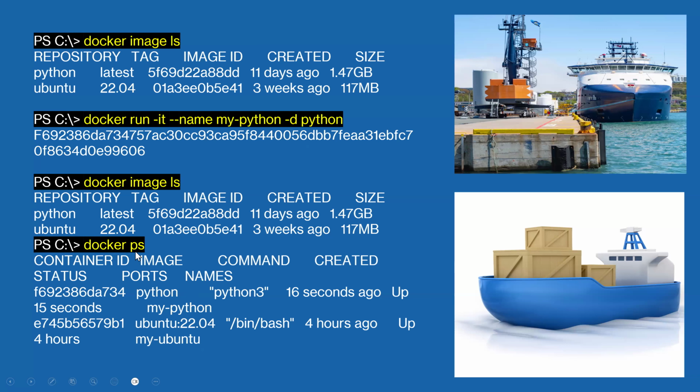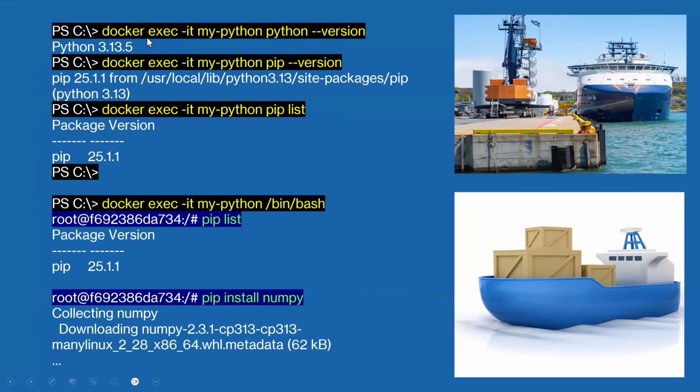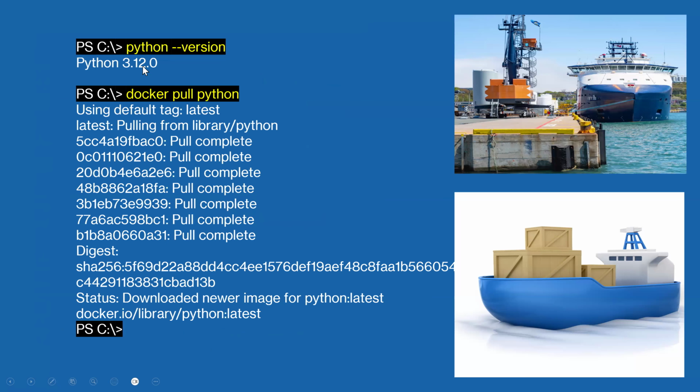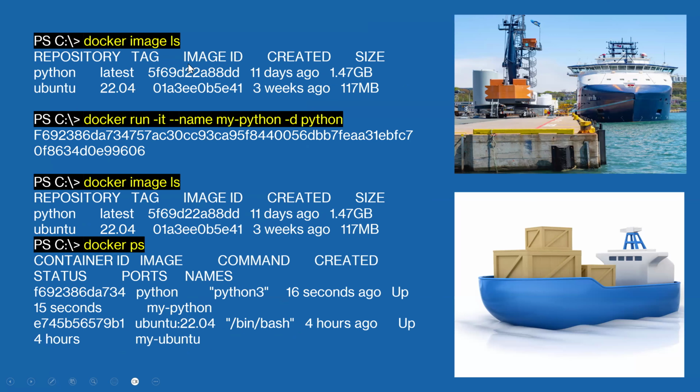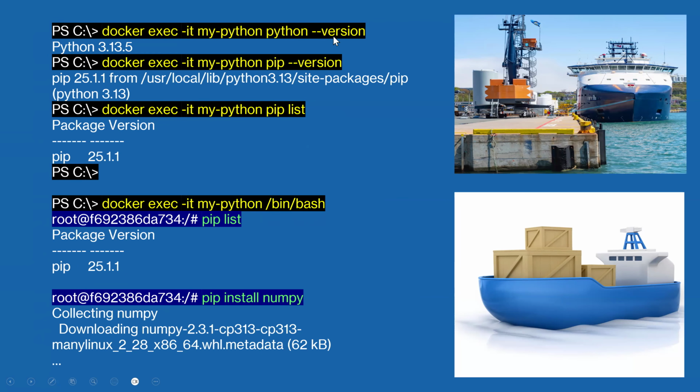So if I just do a docker ps, Python 3 is up, 16 seconds ago, because of this docker run command, and the other one is also up or not, depending on whether I exited. So docker exec -it my-python python --version. Now inside the Docker container from my image, the version is 3.13.5. Notice the earlier one was 3.12. That was on my host Windows operating system from PowerShell, but this one I'm running here is inside the container.